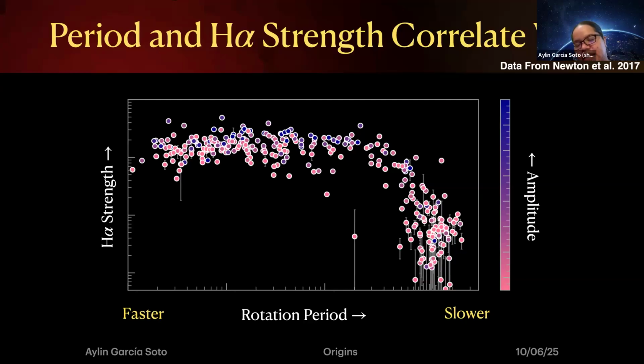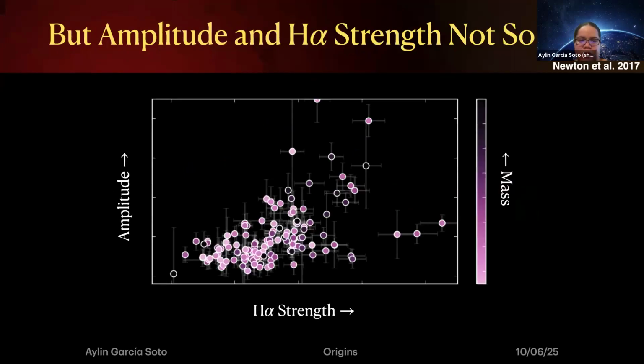The color bar here is amplitude, the same amplitude I mentioned before. You can see there's a somewhat plateau and then a very huge decline. If you look at that plateau, you can see there are bigger amplitudes in that region than when you rotate slower. And if you change the plot so you have amplitude on the y-axis and mass is the color bar, you can see a positive correlation, but it's very, very scattered.